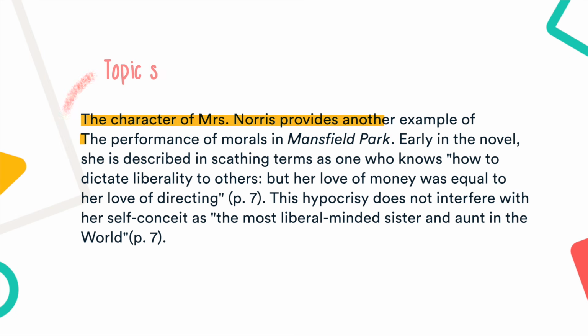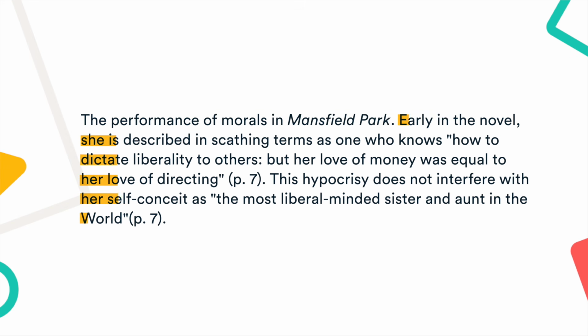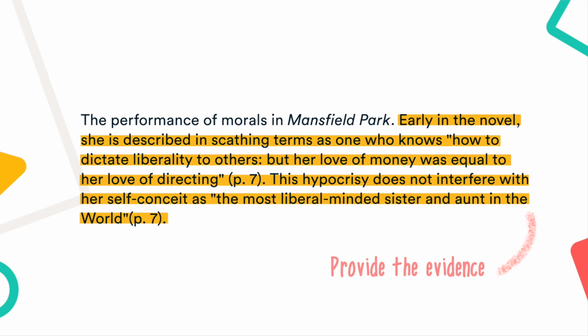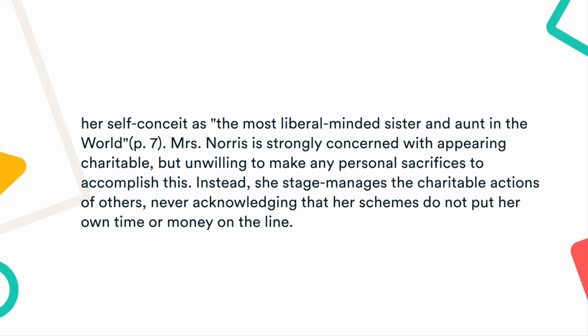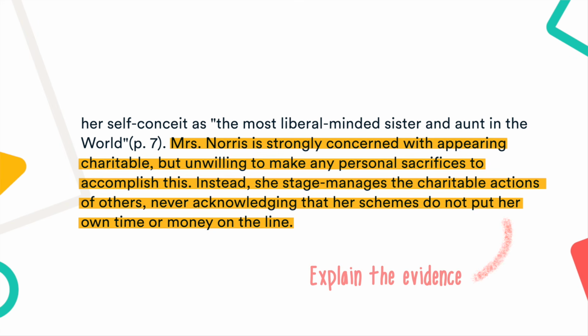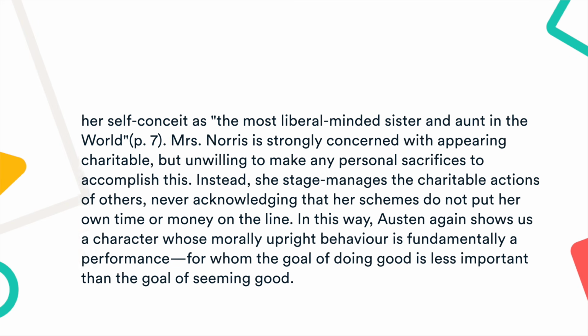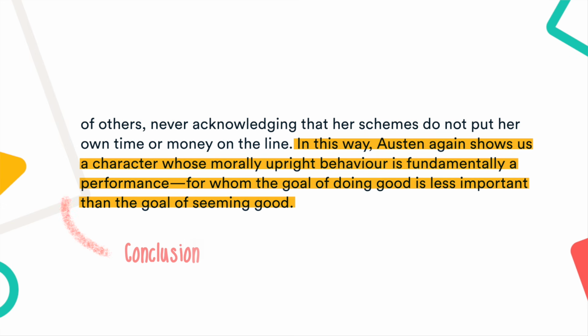First, introduce the point of the paragraph with a topic sentence. Second, provide evidence relating to your argument. Third, explain or interpret the evidence. Finally, express the conclusion this interpretation leads you to. The goal at this stage is to get a draft completed. Then you can move on to improving it.